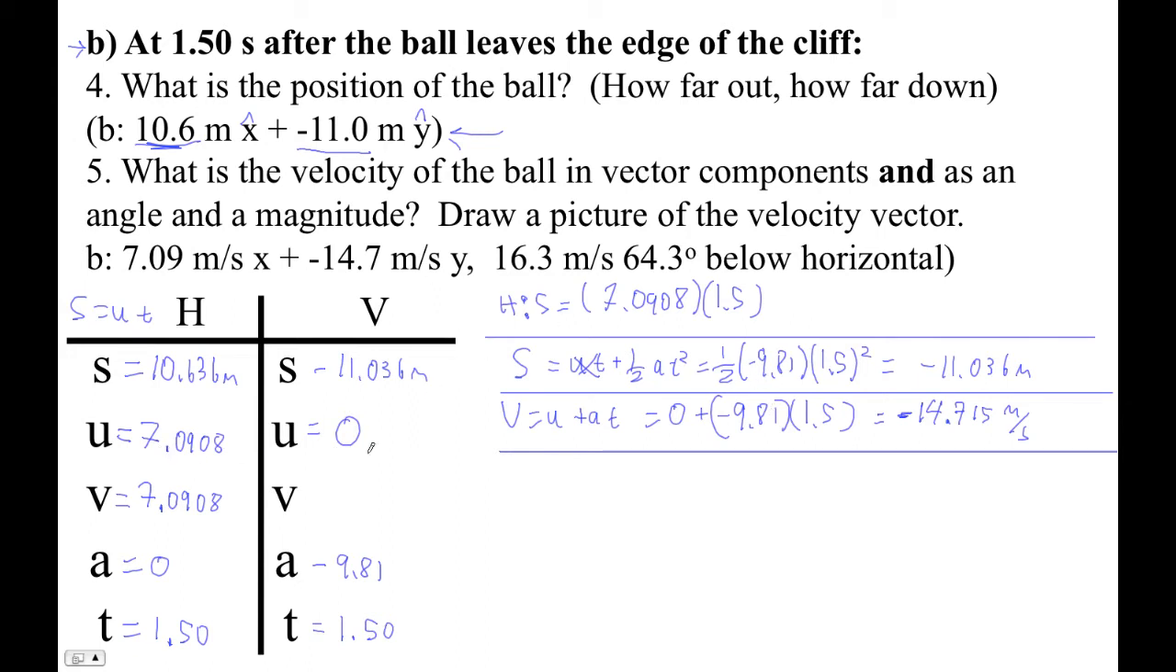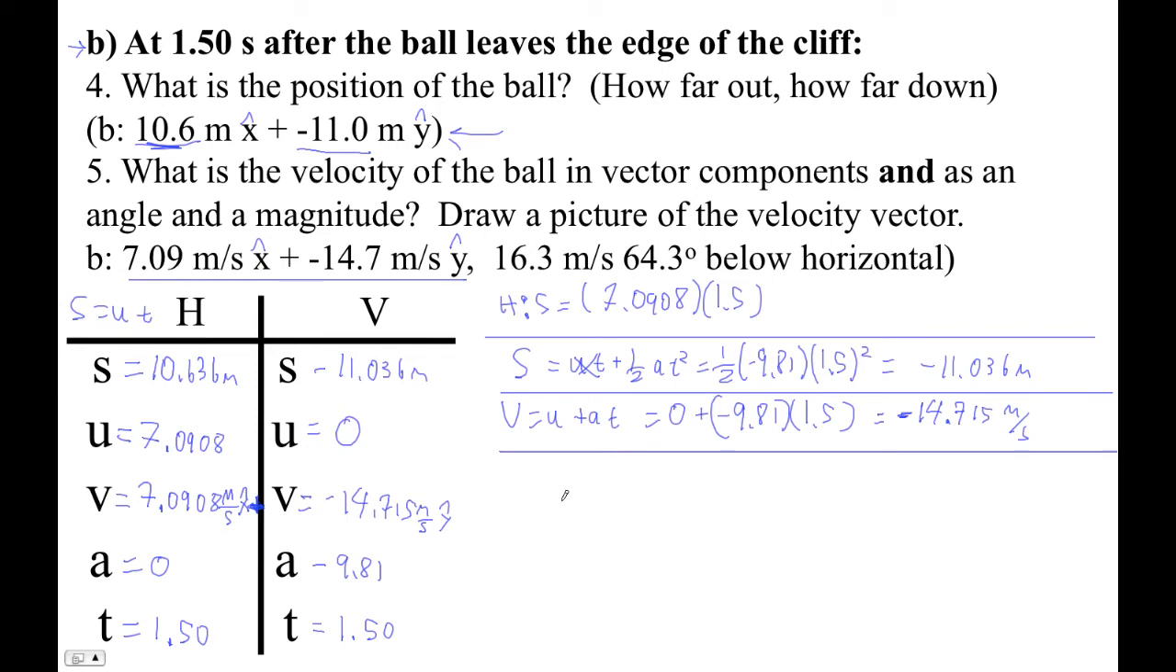Okay, so this velocity here is negative 14.715. And it says, what is the velocity in vector components and as an angle and a magnitude? So in vector components, it would be that many meters per second in the x direction plus this many meters per second in the y direction. So here it is right there. Put little hats on these guys, you're all set. Round it to 3 places. Then it says do it as an angle and a magnitude.